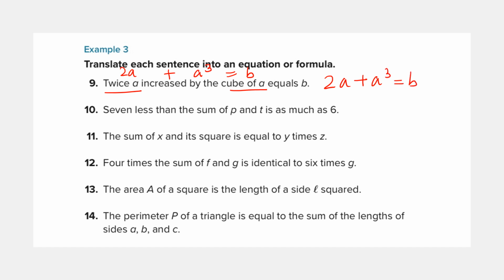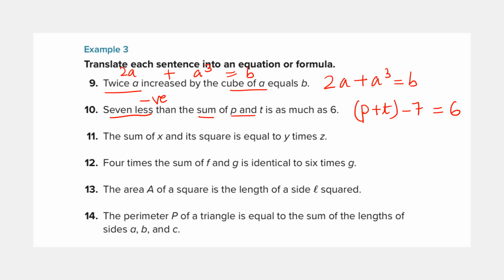This is the equation. Now 7 less than the sum of p and t is as much as 6. 7 less means you will subtract, it will become negative. The sum of p and t, so p plus t, and 7 less than this is as much as 6. So this will be equal to 6.